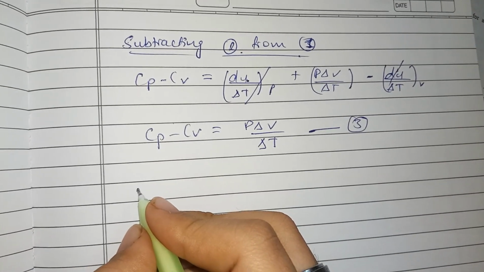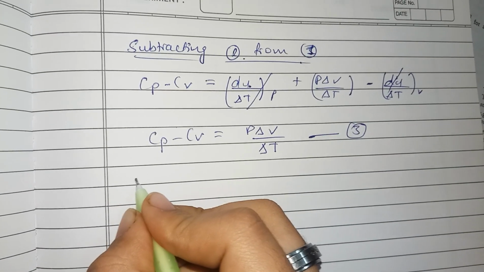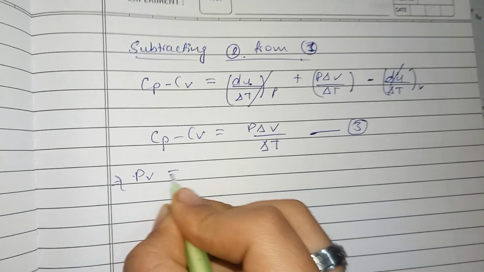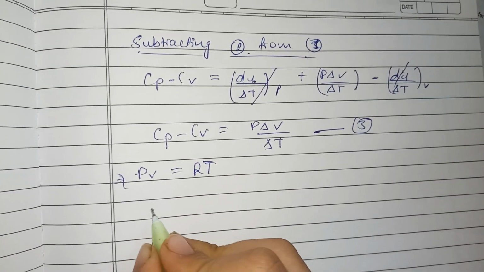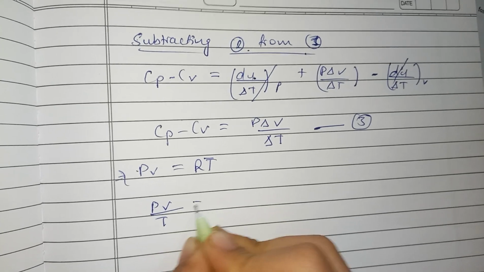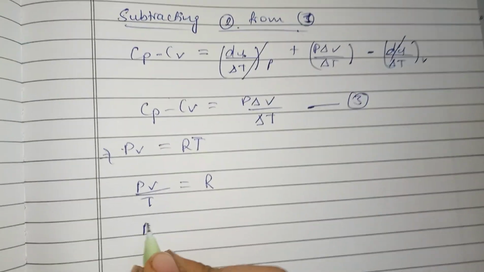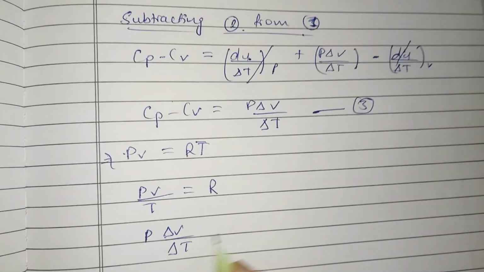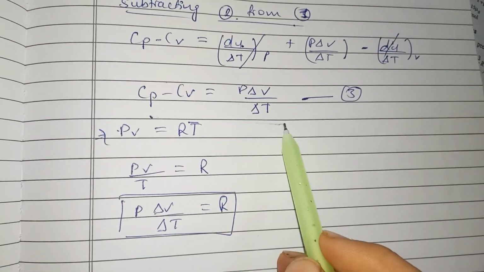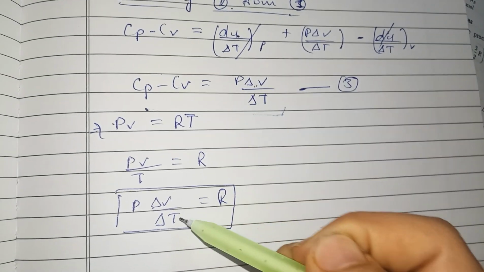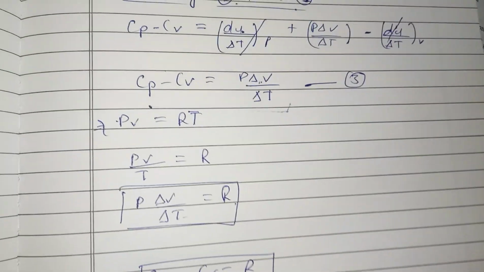Now, for 1 mole of an ideal gas, we can write PV is equal to RT using the ideal gas equation, and also PV upon T is equal to R. Now if the pressure is kept constant, then P delta V upon delta T is equal to R. We will put this value in this equation. We will replace this by R, which will give us Cp minus Cv is equal to R. This is what we wanted to prove.